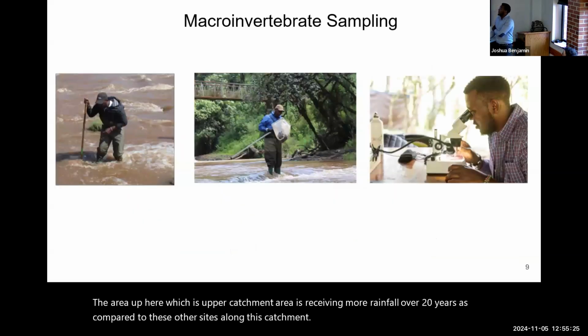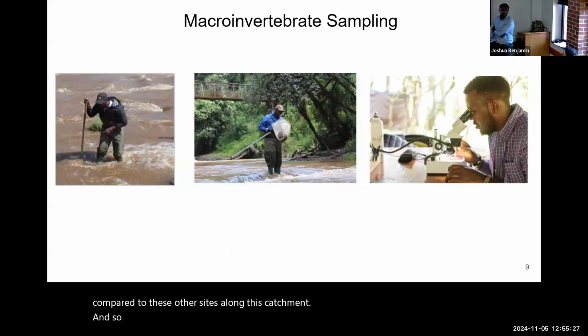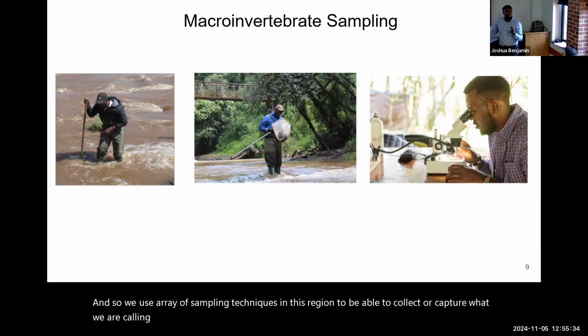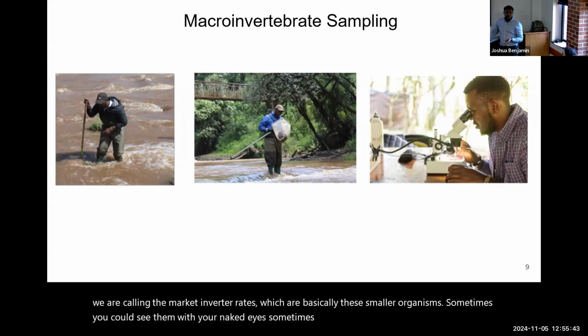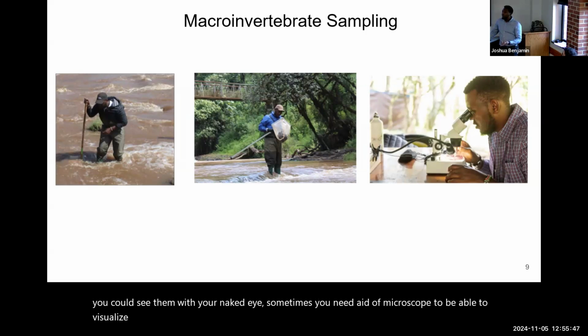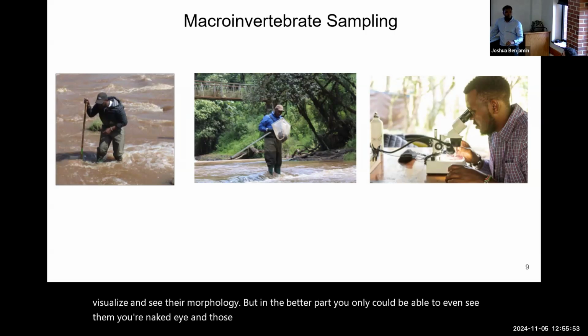And so we use an array of sampling techniques in this region to capture what we are calling the macroinvertebrates, which are basically smaller organisms. Sometimes you can see them with your naked eye. Sometimes you need the aid of a microscope to visualize their morphology. But for the better part, you can see them with your naked eye. And those are the organisms which live in water during their larval stages.